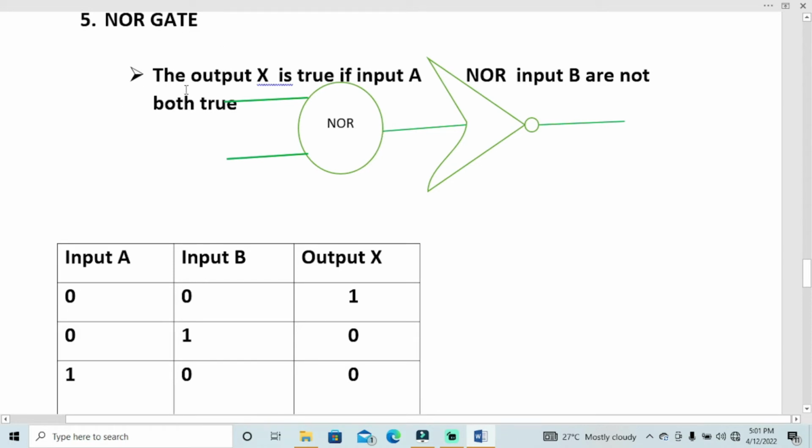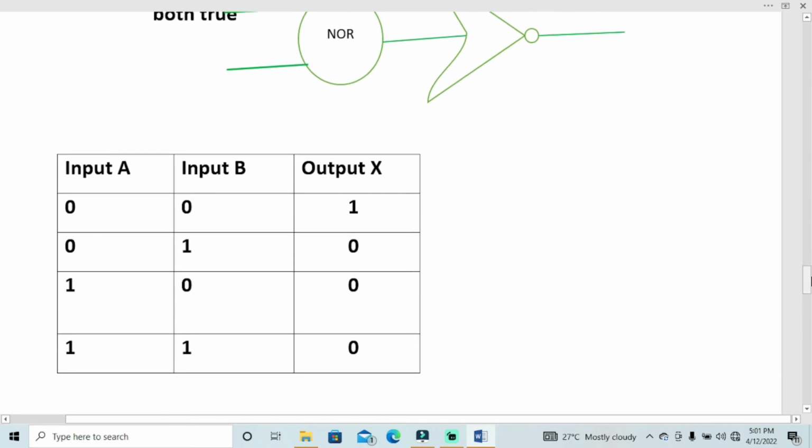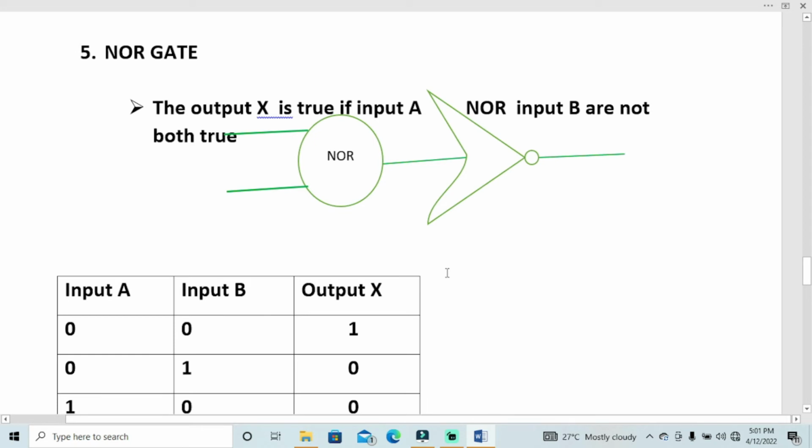So it actually follows the following statement, where we say the output X, which is this, is actually true if input A, which is here, NOR input B are not both true. I know the statement may sound a little bit confusing, but what it simply means is that output X is true only if B and A are not both true. So we want to come here and draw.